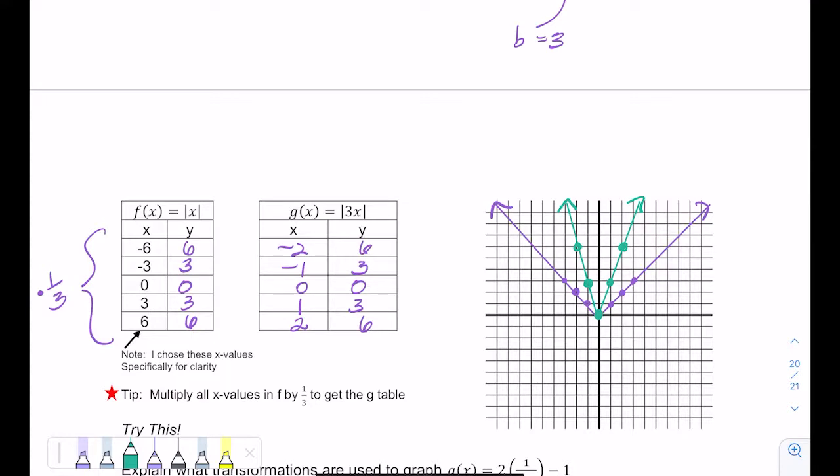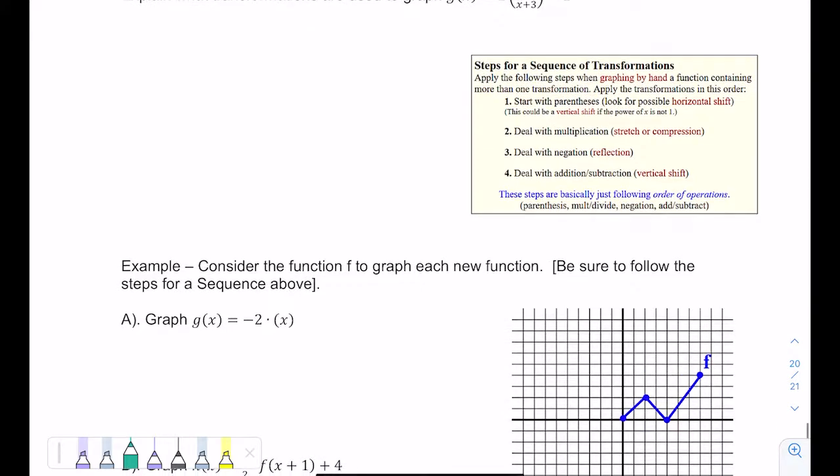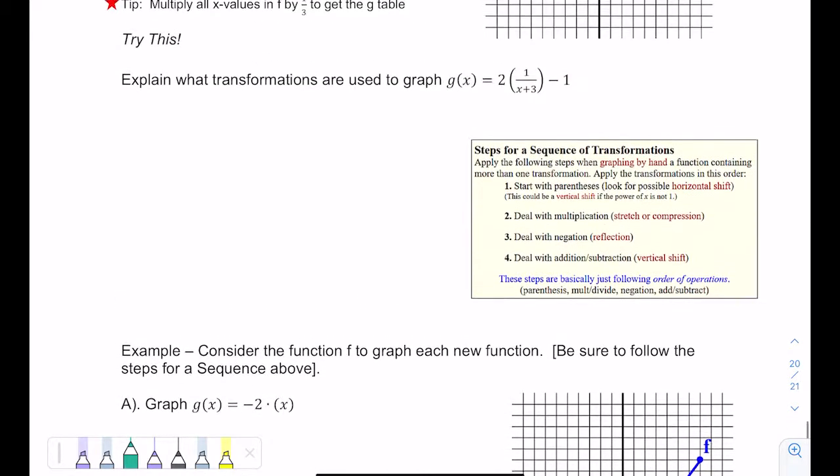It got narrower. So this was a horizontal shrink or compression. Okay, and that pretty much ends the video. Just kidding, no it doesn't.